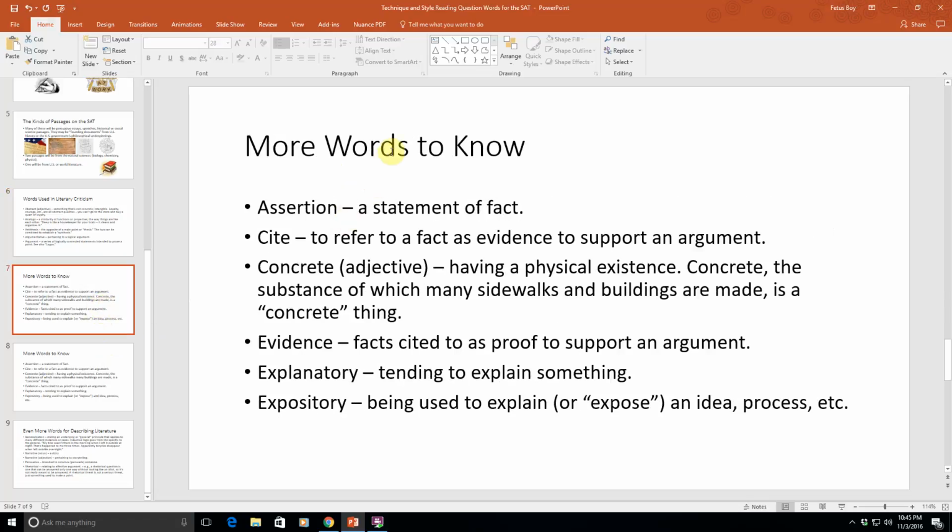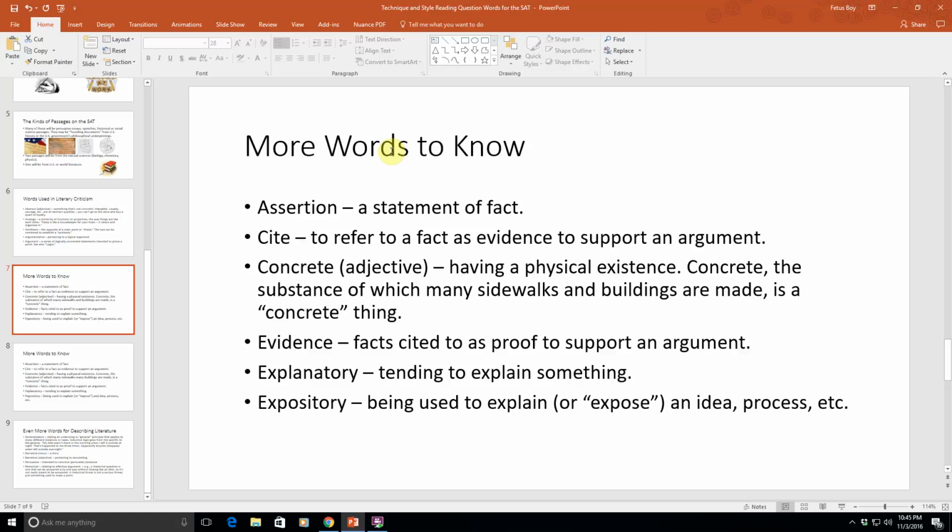So there are some more words you should know. You should know what an assertion is. An assertion is a statement of fact or a declaration. That was an assertion about what the definition of the word assertion is. Wow, I'll bet I blew your mind with that. But seriously, an assertion is any statement of fact that I am telling you is true.